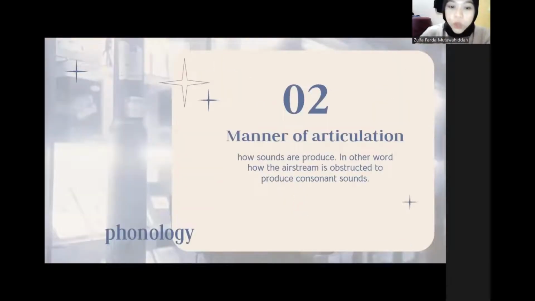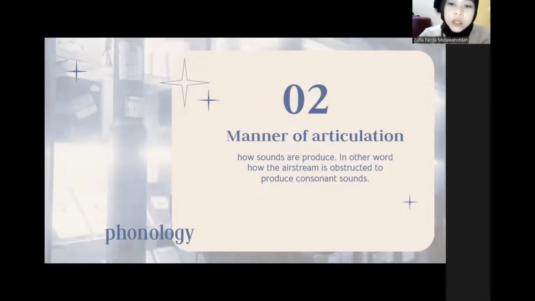Okay, next we move to manner of articulation. Manner of articulation is how sounds are produced. The how of making sound is called manner of articulation. In other words, how the air stream is obstructed to produce consonant sounds. Manner of articulation means how the air stream comes out of the mouth. It can be stopped, then released, or released with friction. The lips can be rounded or open, or the vocal cords can vibrate or not. A number of other things can happen in manner of articulation.